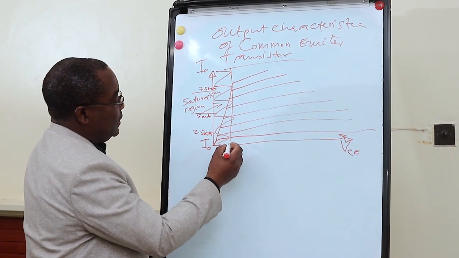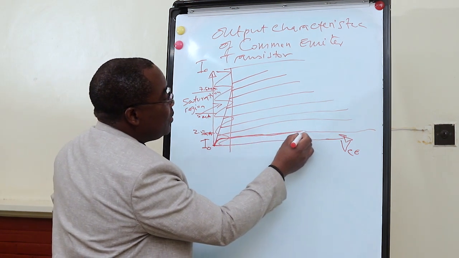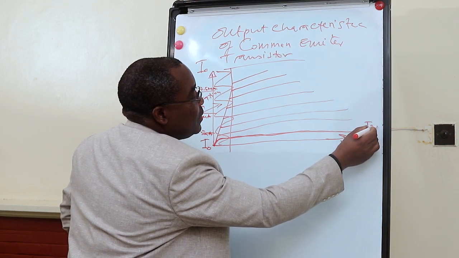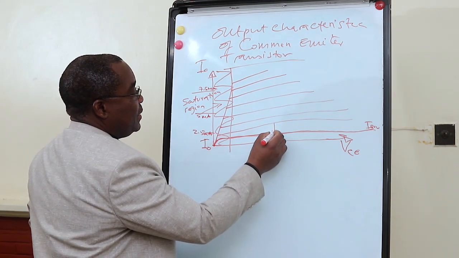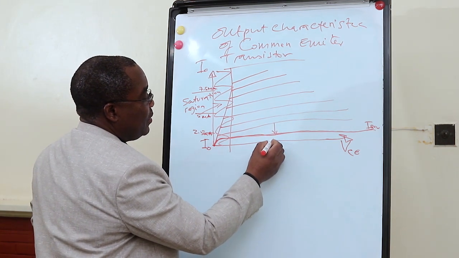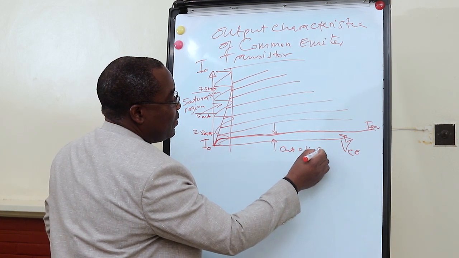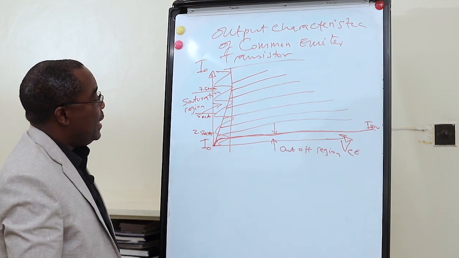And this region, where IB is zero, we call the cutoff region. This is the cutoff region.